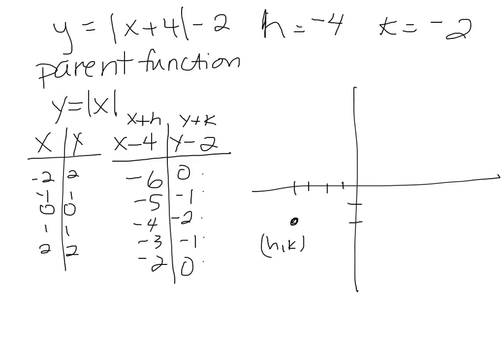So now we just plot the other points. Negative 5, negative 1. Negative 6, 0. Negative 3, negative 1. Negative 2, 0. Notice that it forms the V-like picture. Put arrows on both ends, and you're done.